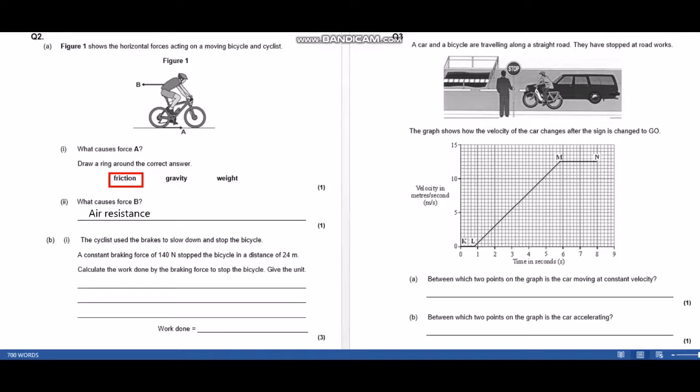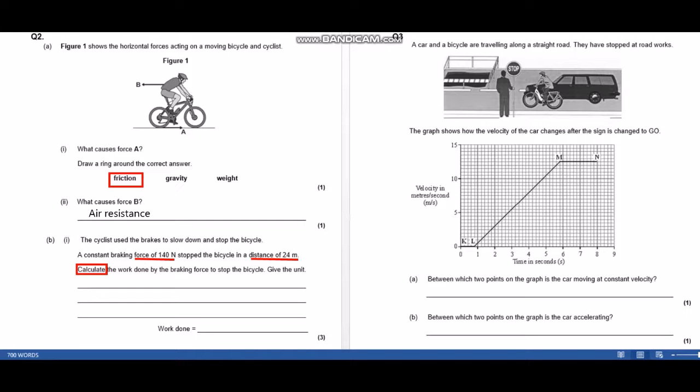Part B, the cyclist used the brakes to slow down and stop the bicycle. A constant braking force of 140 newtons stopped the bicycle at a distance of 24 meters. I'm going to underline some important information. Calculate the work done by the braking force to stop the bicycle. Give the unit. So I'm going to box the command word calculate.